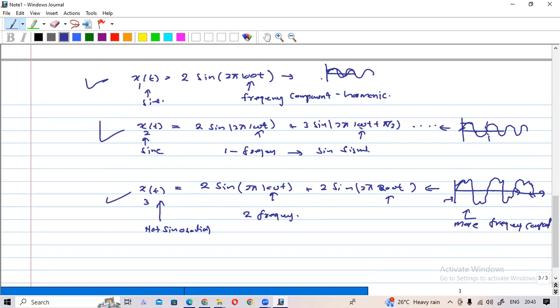Now, what happens if you send this signal to a spectrum analyzer? Anyone have that idea?